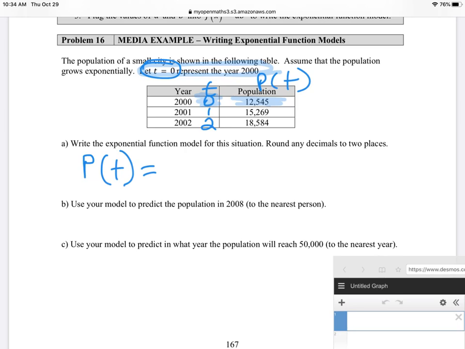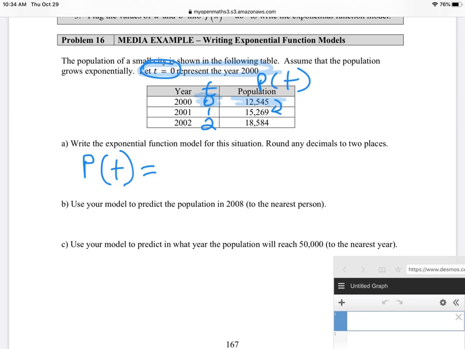Now the common ratio is what you multiply this by to get that. I don't know about y'all, I'm pretty good with math in my head, but I have no idea what you could multiply 12,545 by to get 15,269. So since I don't know that, I can find that by dividing the second one, 15,269, by the first one, 12,545. And so I'm just going to grab a calculator and do that math.